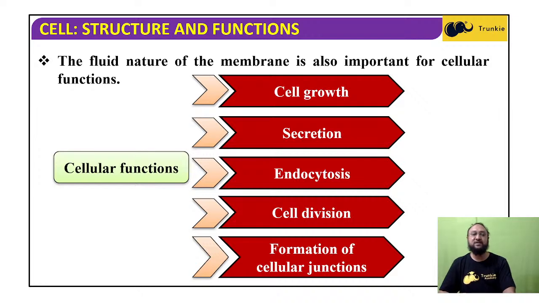Or flexibility. If it is very hard and rigid, with no movement, then there will be no cell growth. Since it is expanding a little bit, cell growth is possible. Secretion, endocytosis: some molecules or substances come to the plasma membrane and are taken in by endocytosis, and there is cell division, the dividing of cells. All these are possible due to the fluid nature of the membrane, and also the formation of cellular junctions, the junctions between the two cells.